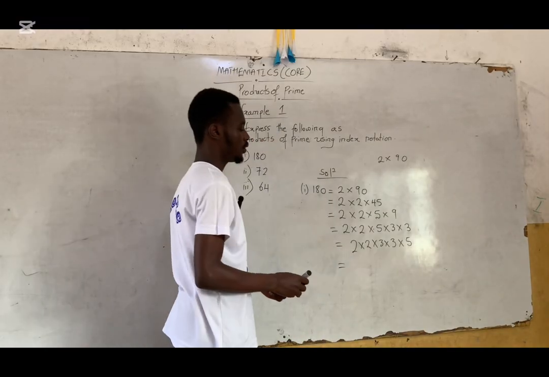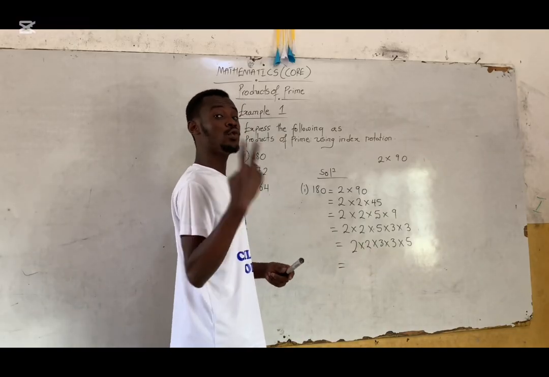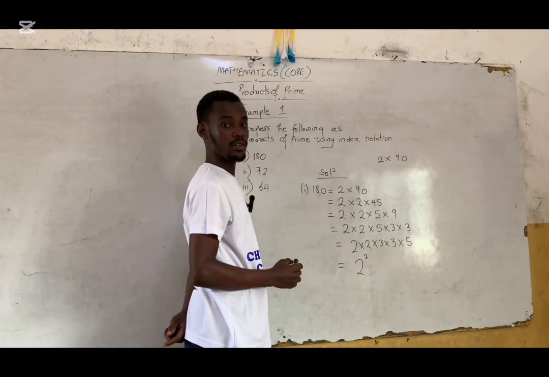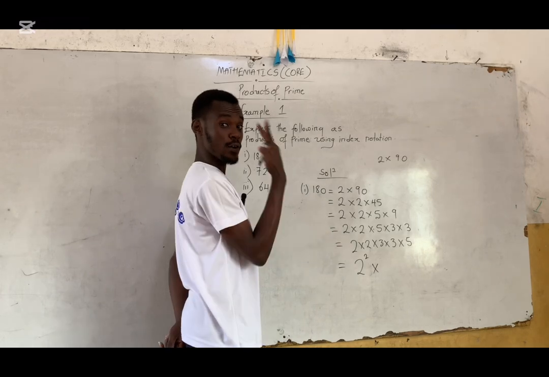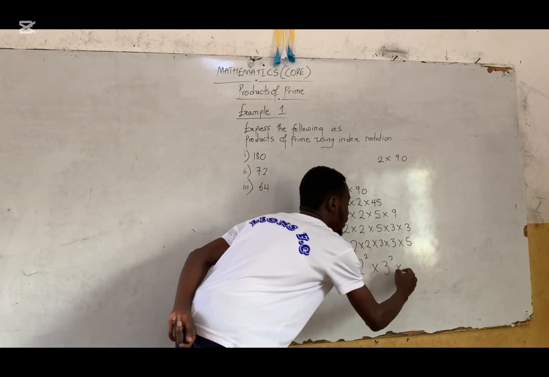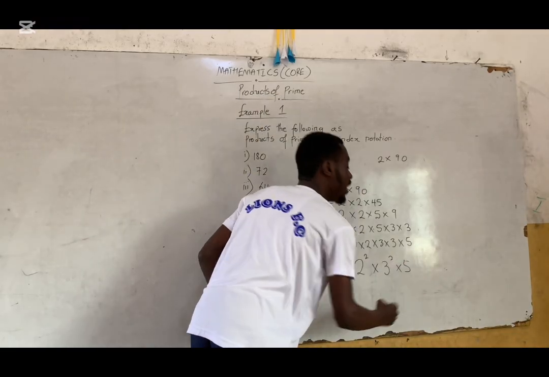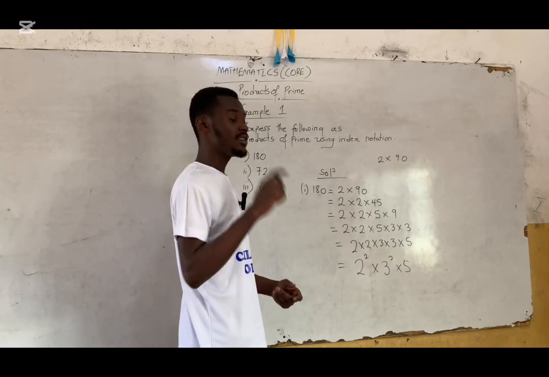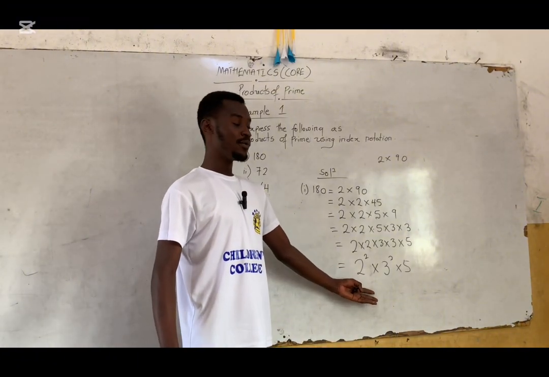We have 2 times 2, so 2 multiplying itself 2 times, times 3 multiplying itself 2 times, 5 is multiplying itself 1 time, so you just repeat 5. Remember, any number with exponent 1 is the same number in index form, right? That is all about products of prime.